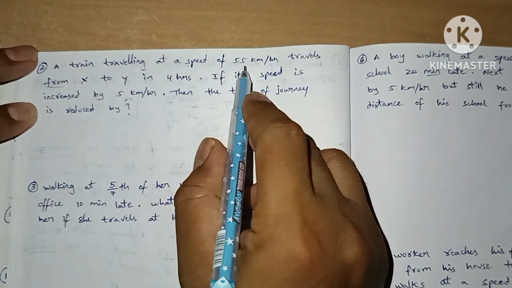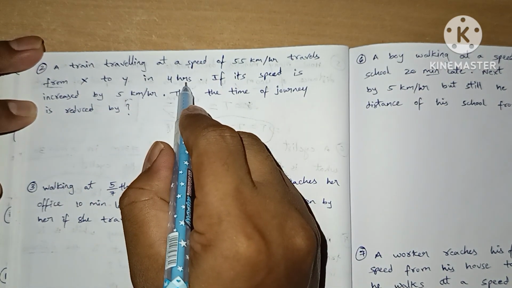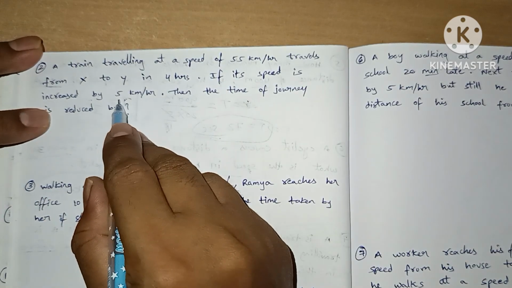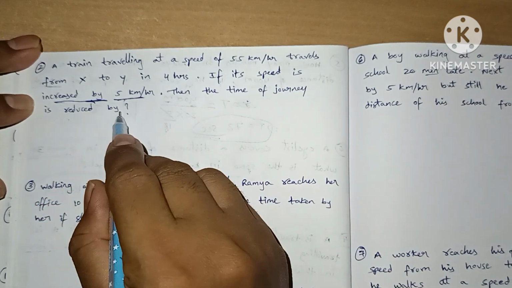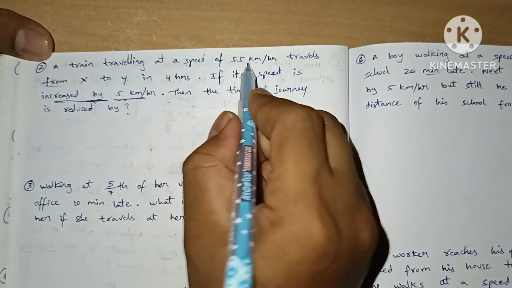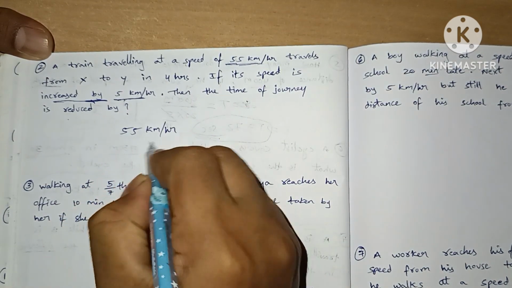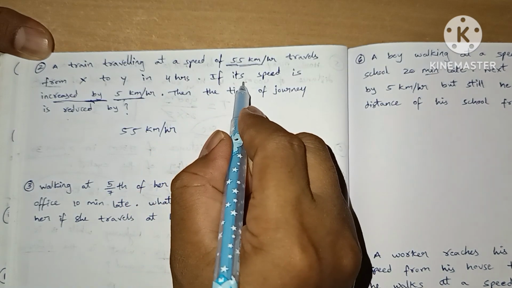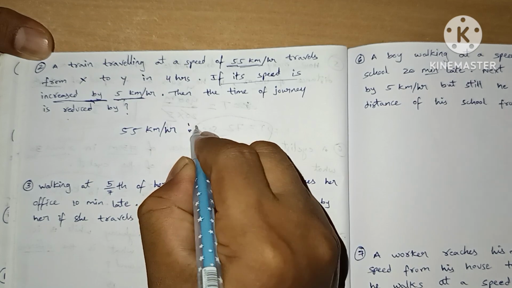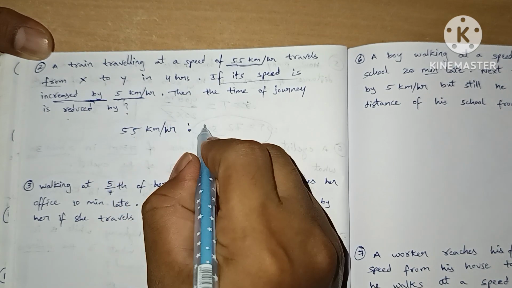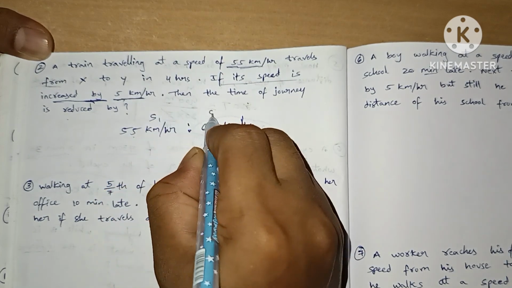A train traveling at a speed of 55 kilometers per hour travels from X to Y in 4 hours. If its speed is increased by 5 kilometers per hour, then the time of the journey is reduced by how much? First, here we have 55 kilometers per hour speed. Next, it is said that if its speed is increased by 5 kilometers per hour, then in the second case the speed is 55 plus 5, which will be 60 kilometers per hour. So this is S1 and this is S2.